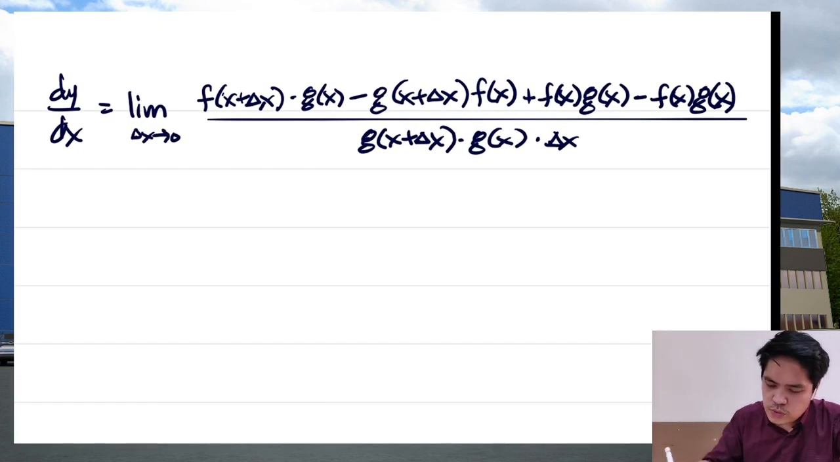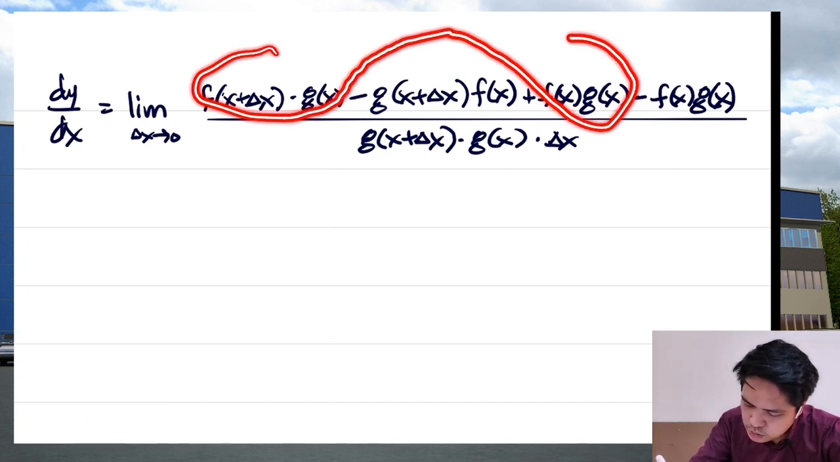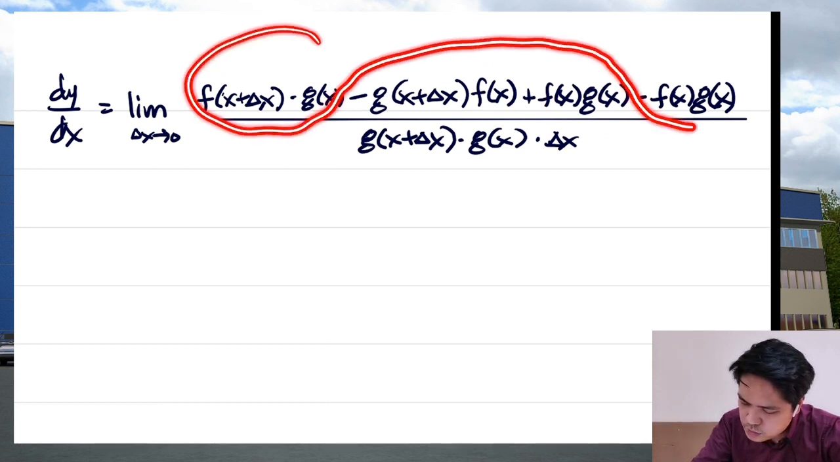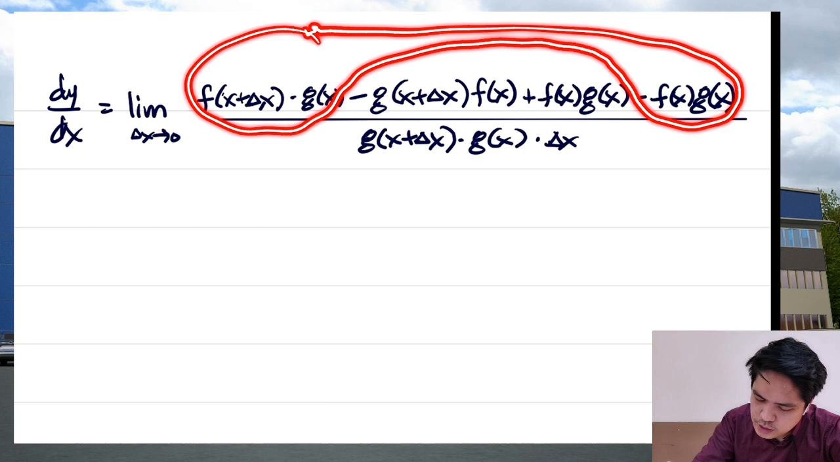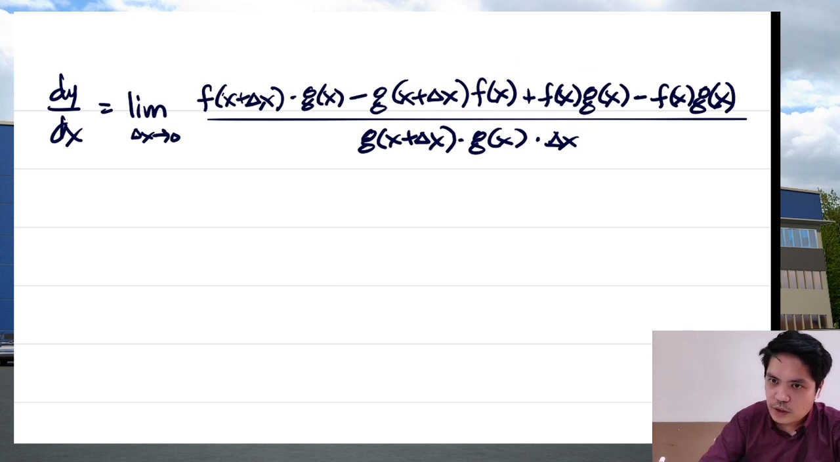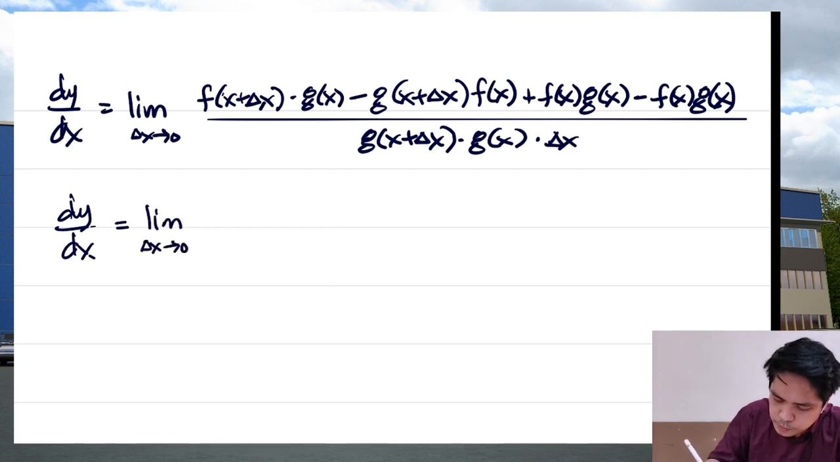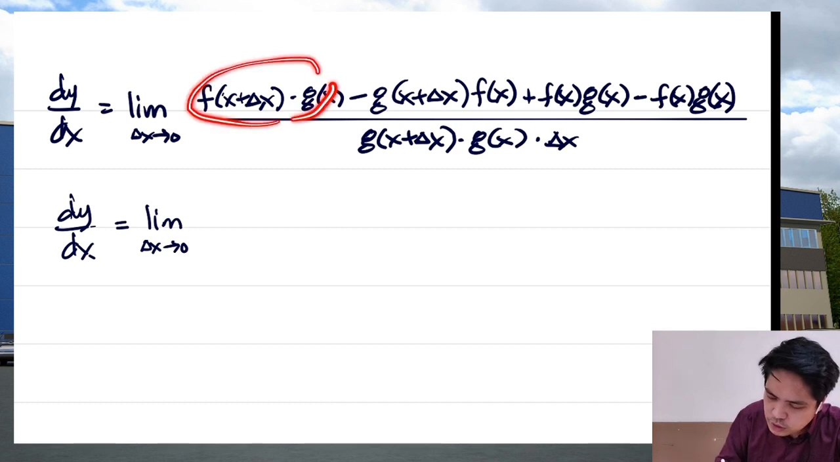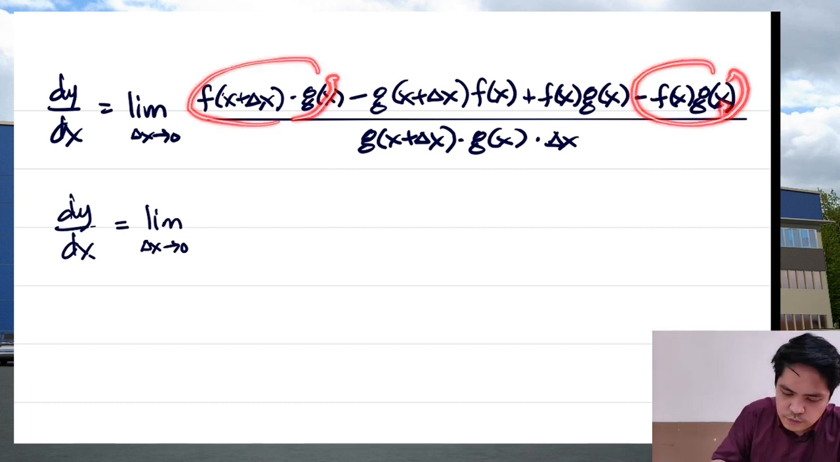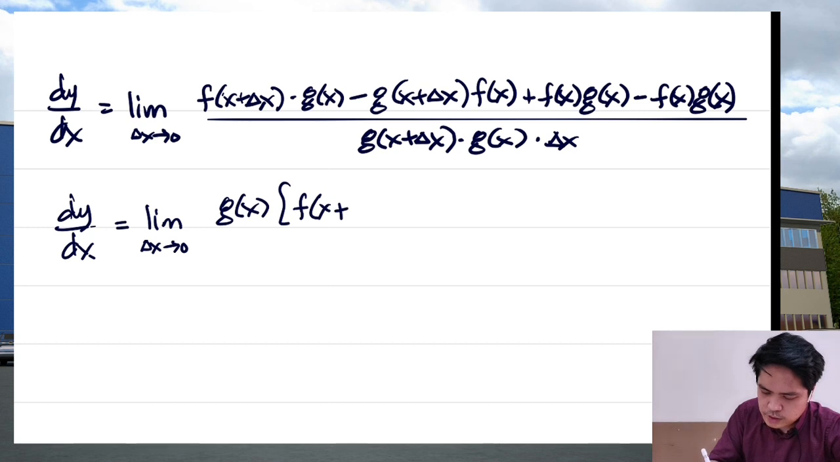So to continue, we could now pair this one, this one with the minus. We could pair this one so we could factor out g of x, and we could pair this one to factor out f of x. Okay, so therefore dy over dx would be equal to the limit as delta x approaches 0 of, so again, this is the one I paired, then I'll factor out g of x. So I'll have g of x times f of x plus delta x minus f of x.